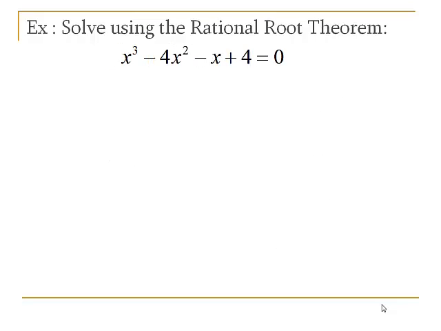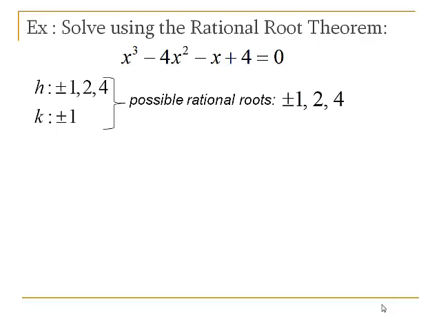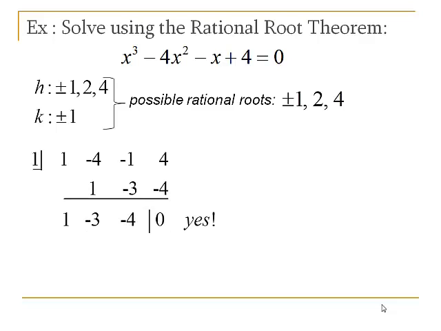Alright, let's do another one. x cubed minus 4x squared minus x plus 4. Factors of h, 1, 2, and 4. Factors of k are 1. Do the division, h divided by k, and you get 1, 2, and 4. So 6 possibilities. Synthetically, 1 works the first time.